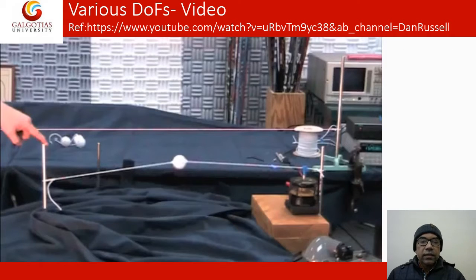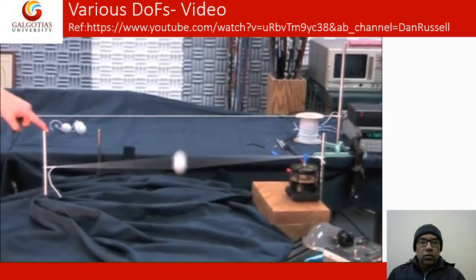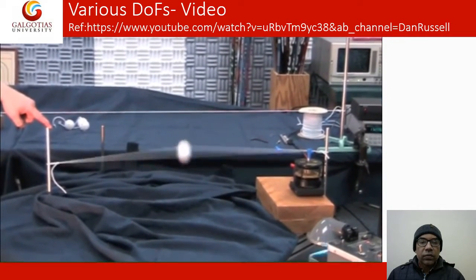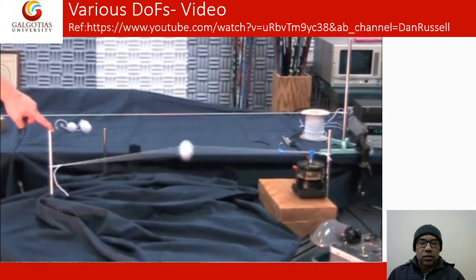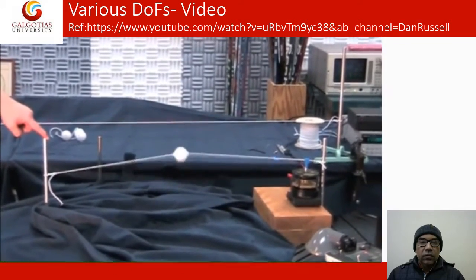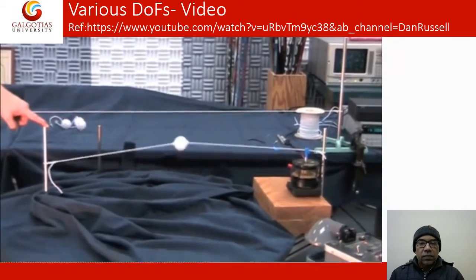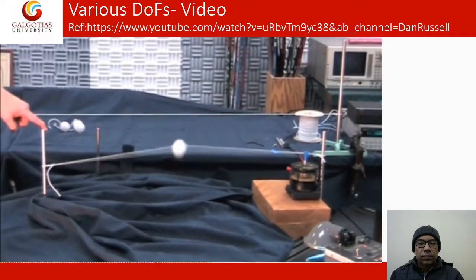So let's see the various degree of freedom video and we'll understand what this degree of freedom stands for. See, this string is just vibrating, and we'll see how this system will have different degrees of freedom and different frequencies.